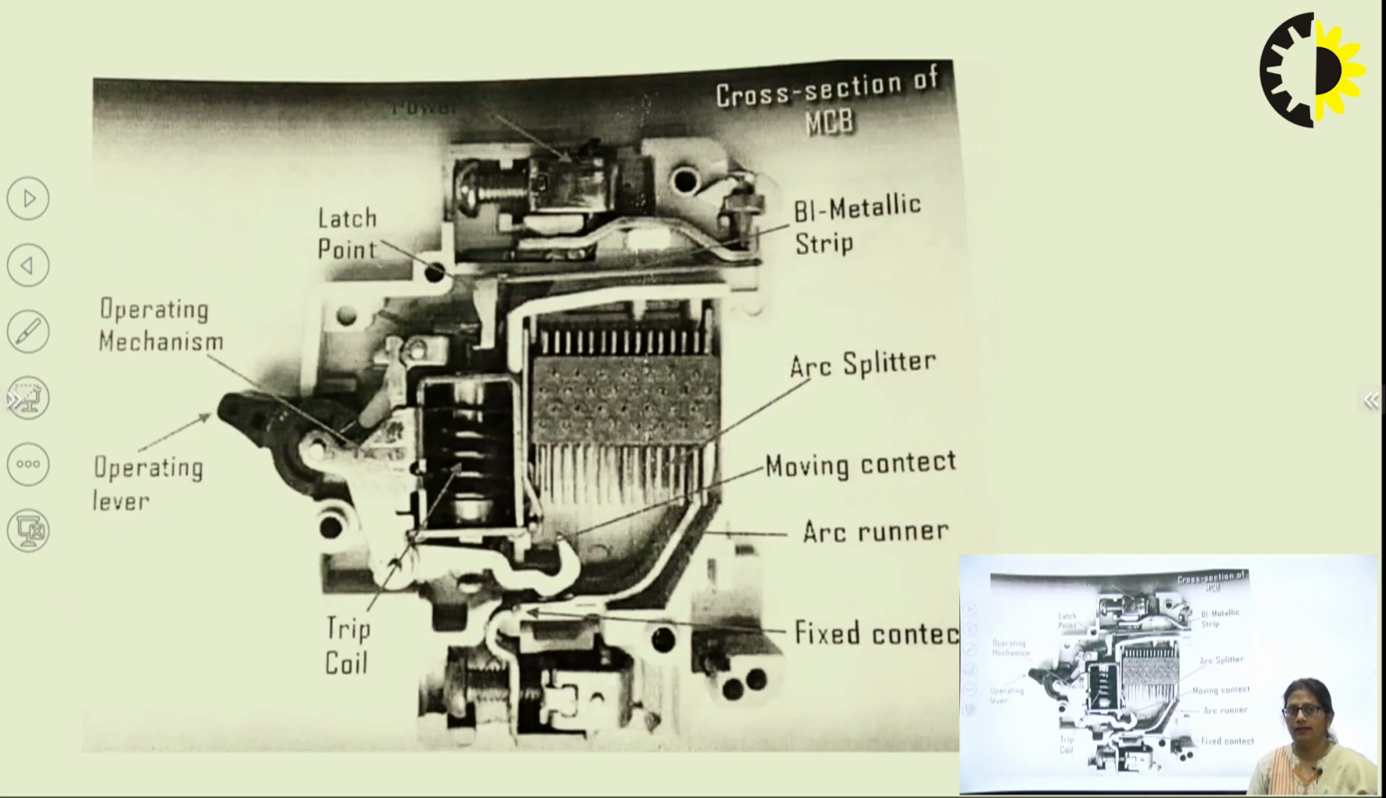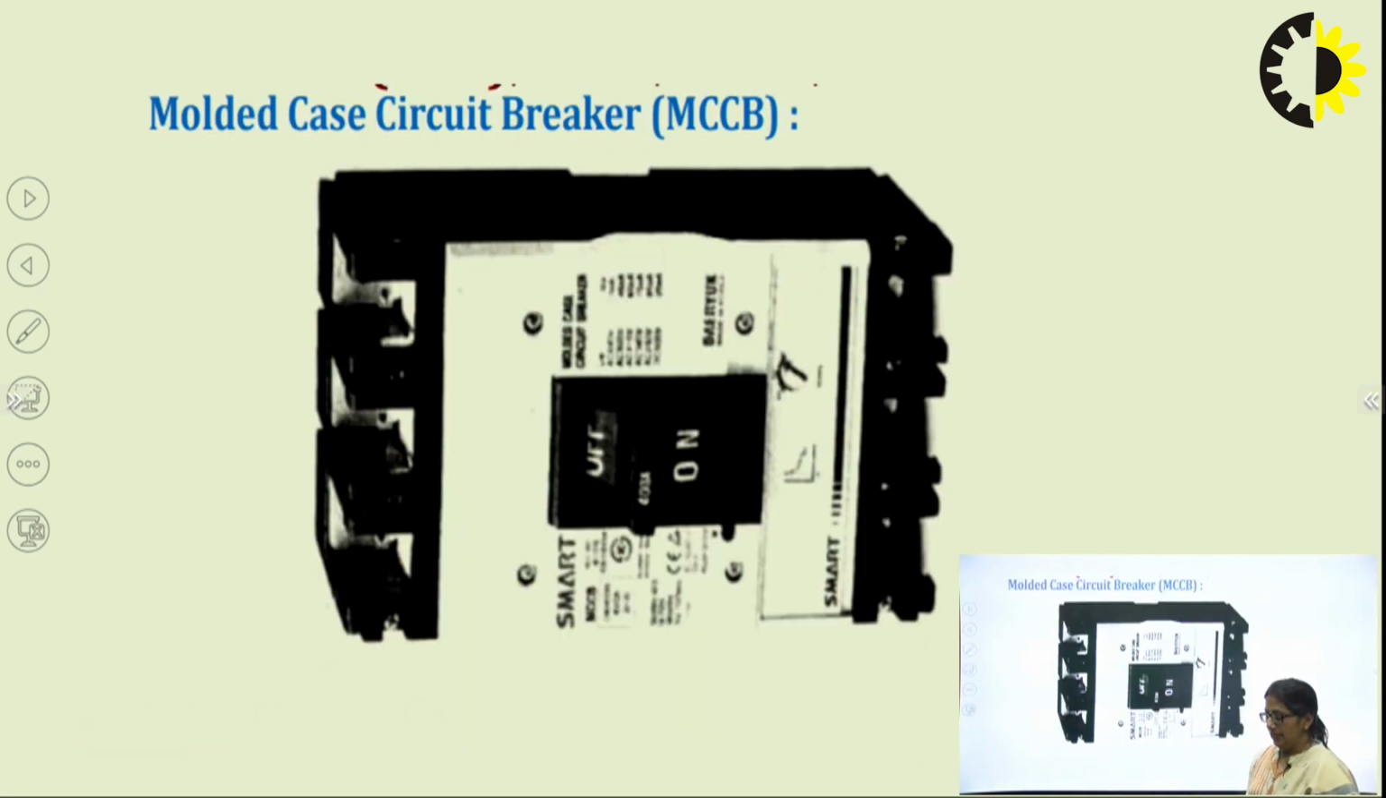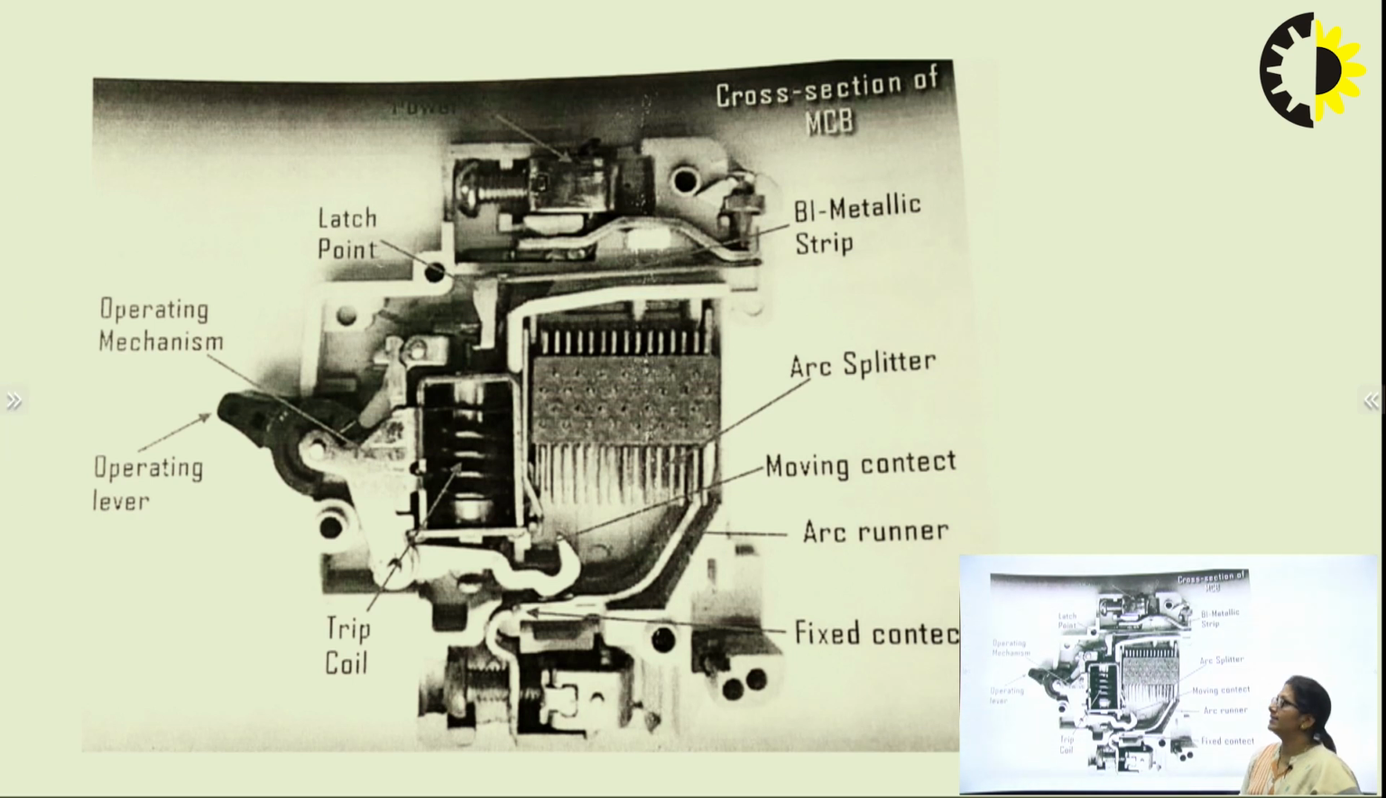Here, this is the complete structure, the cross section of a miniature circuit breaker. Now, the main function is done with this bimetallic strip. In case of overload, this bimetallic strip gets deformed.